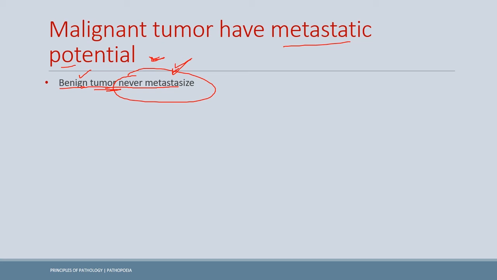With this, we can conclude our topic of the clinical aspects, and now we will go on to carcinogenesis in the next lecture.